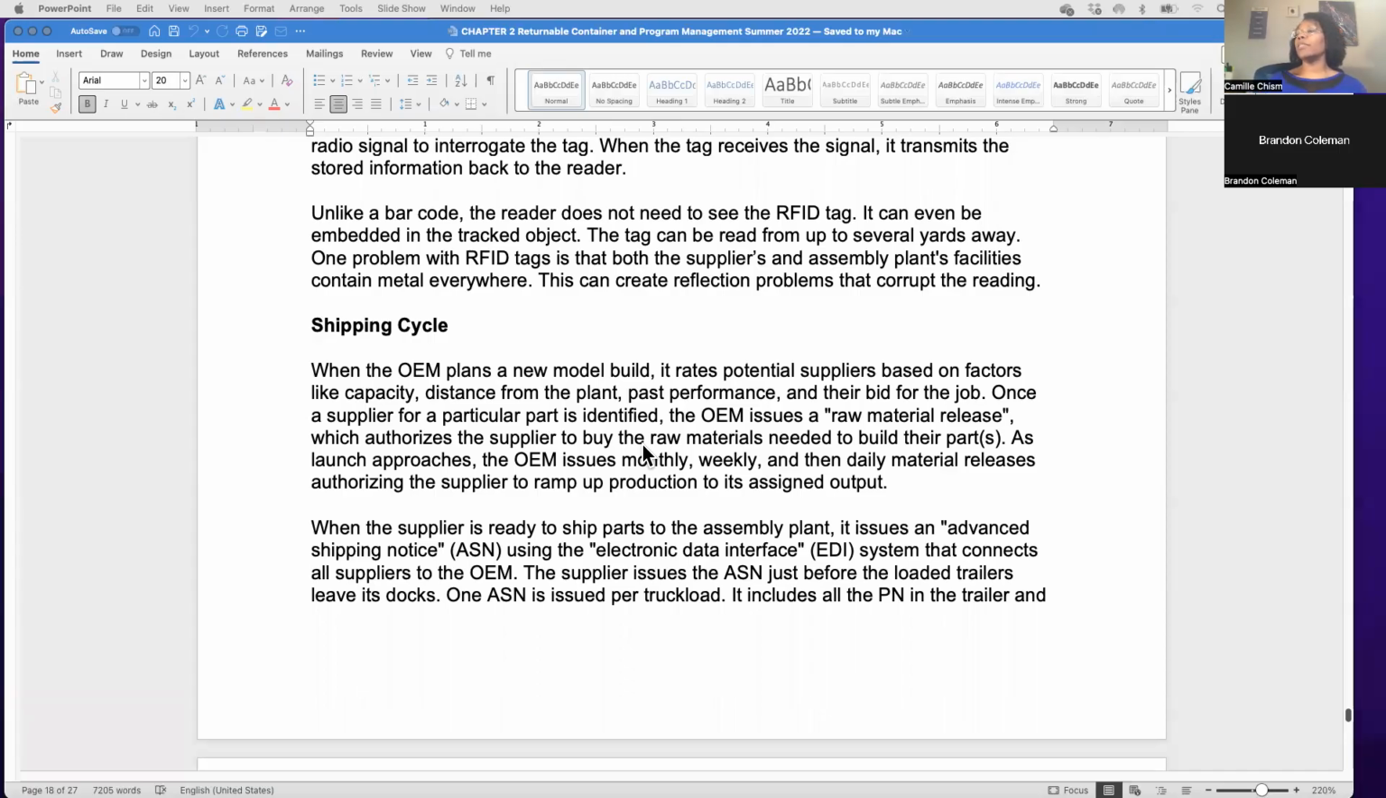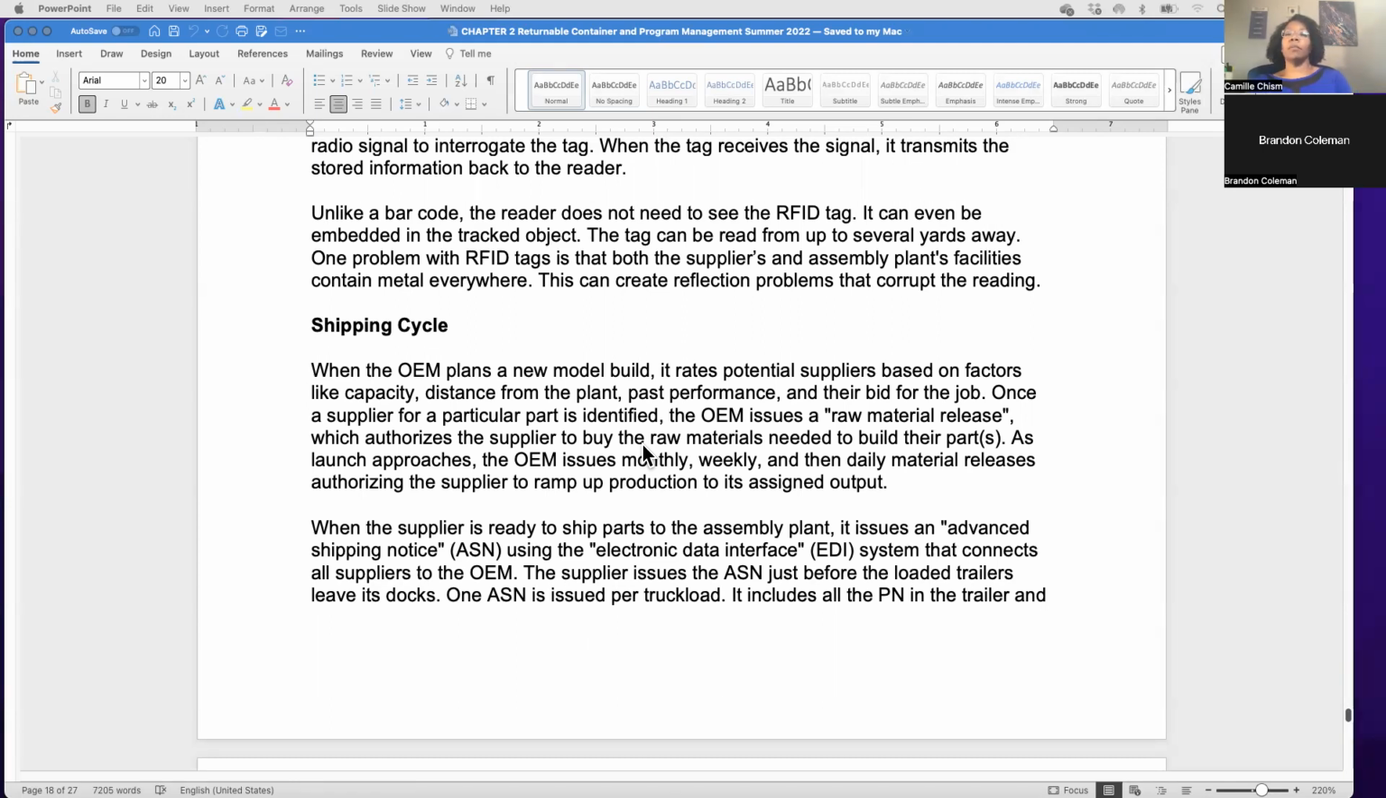Let's see what else. When the supplier is ready to ship parts, they send out what's called an ASN. So the release kicks off the orders, to start with, but then when they are ready to ship the parts, the supplier will send a notification to the customer to say, okay, we got your release, we got the permission to make this material, we made it, and now we're shipping it. So we're sending you a notification that we're about to ship it, which is where the ASN comes from, Advanced Shipping Notice.